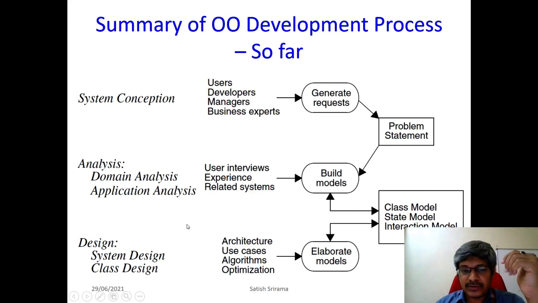First we looked at the system design, in terms of the architectures and the use cases. Then during the class design, we tried to realize these use cases and design the respective algorithms. And at the end, we also saw how to optimize it. By doing all this, we are elaborating the models. So up to now, we have come to this stage: analysis, design, and now we will go towards the implementation.